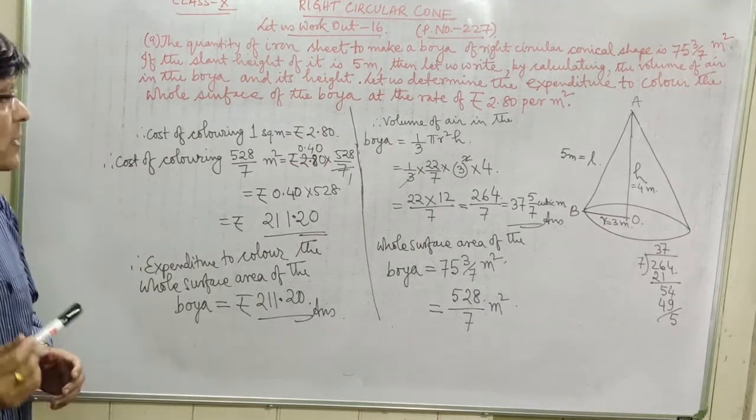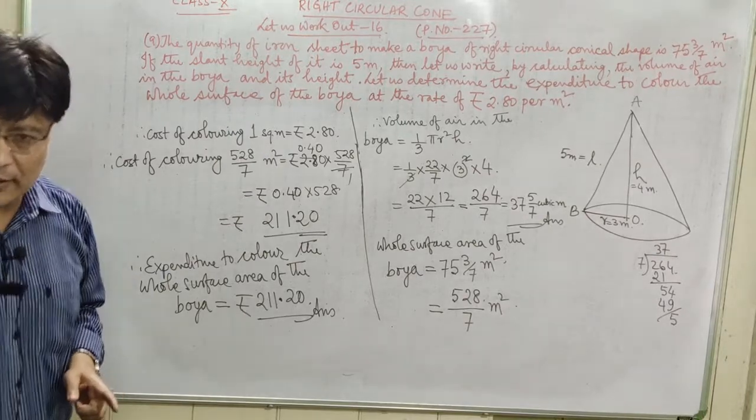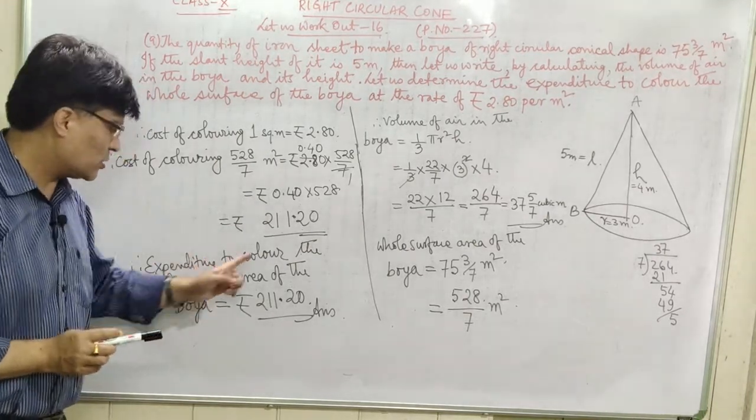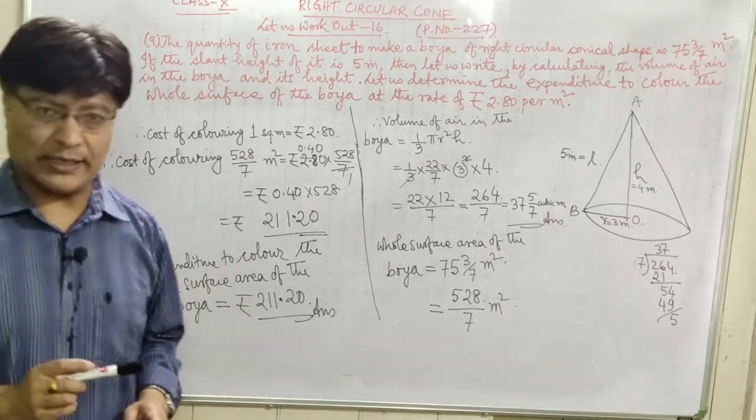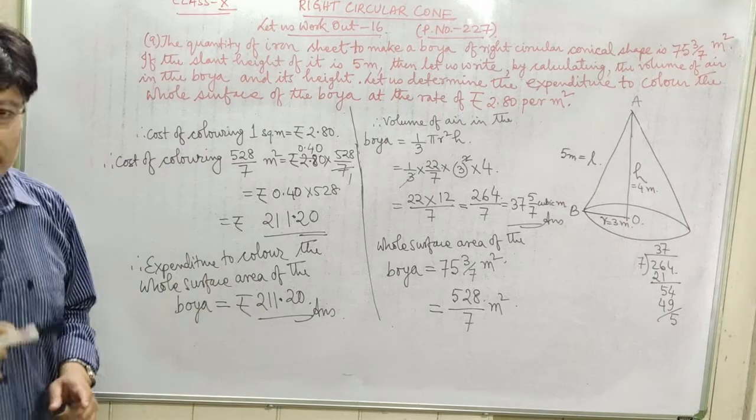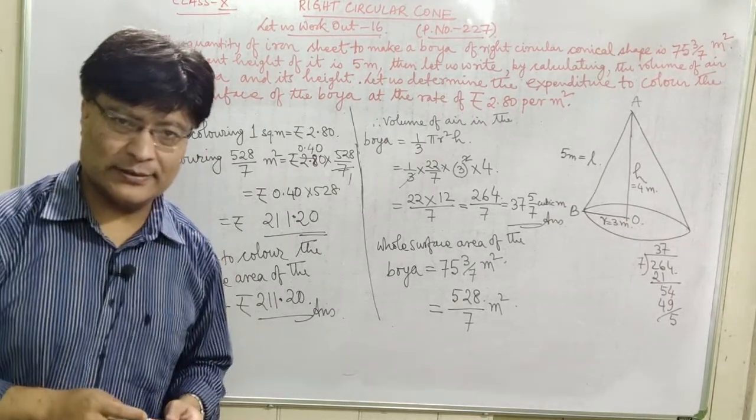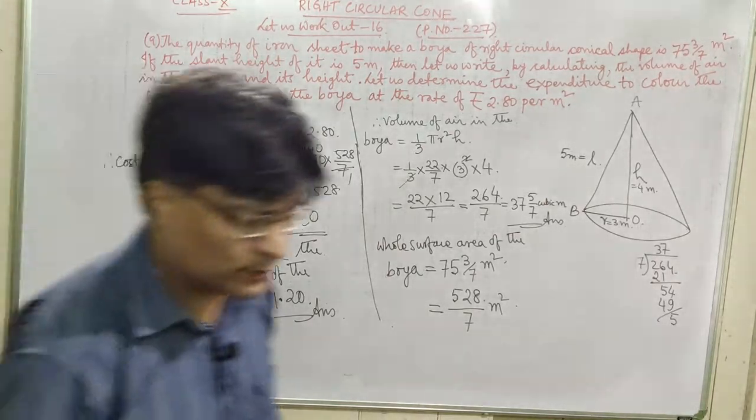So let us determine the expenditure to color the whole surface area of the boya at the rate of rupees 2.80 per square meter. So what is the required expenditure here? Expenditure to color the whole surface area of the boya is equal to rupees 211 and 20 paise. So that is the answer. So I think you have understood it. So you can copy it. Now we'll do the next question.